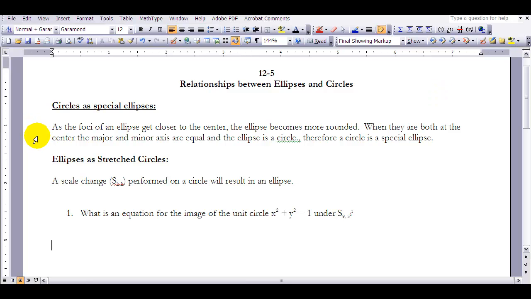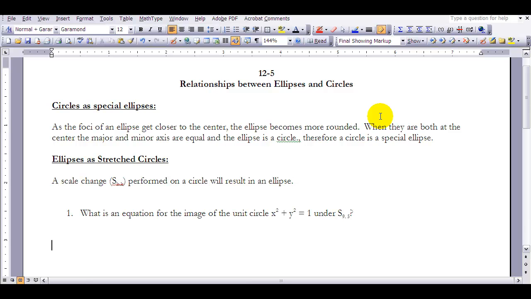As the foci of an ellipse get closer to the center, the ellipse becomes more rounded. When they are both at the center, the major and minor axes are equal and the ellipse is a circle. Therefore, a circle is a special ellipse. So really, we can think about a circle as being an ellipse, just a special one in which the a and b values are exactly the same. Okay? So if you want to think about ellipses as stretched circles is another way of thinking about it.